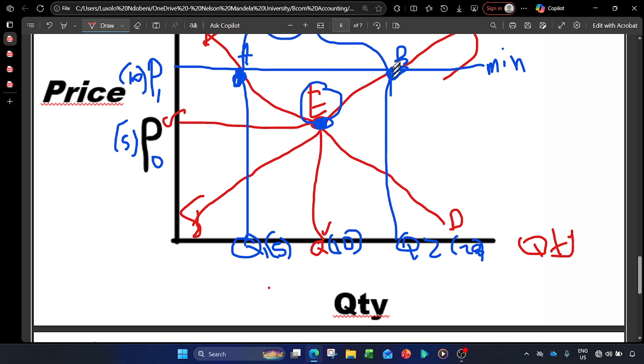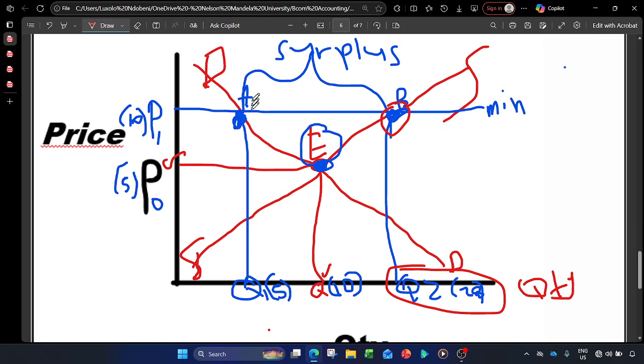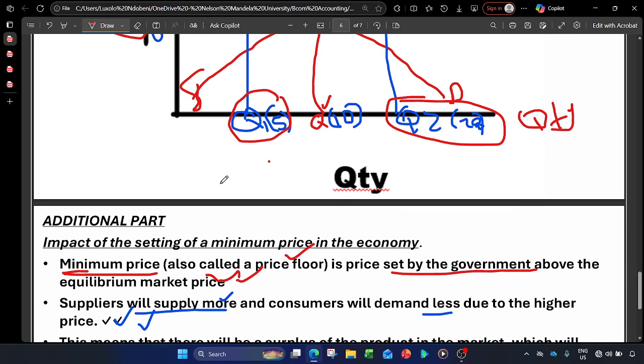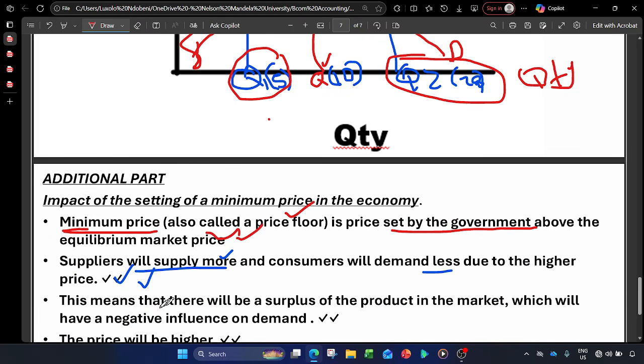Suppliers will supply more goods and services, as you can see from point B to this 20, which is Q2, and the demand will decrease. Why does demand decrease? Because of higher prices, because prices increased from 5 to 10 rand. So there's an increase in the price that led to a decrease in demand. So let's say another thing that is on the graph again. This means that there will be a surplus. Why? Because the supply is more than the demand.